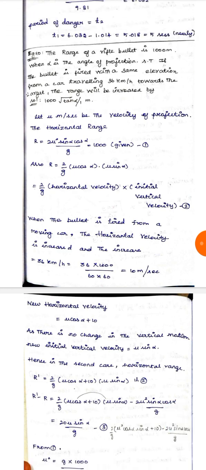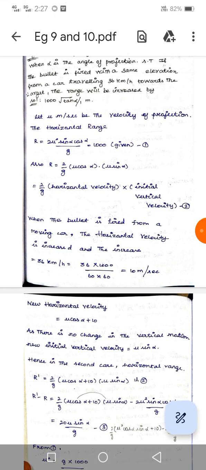Solution. Let u meter per second be the velocity of projection. The horizontal range is R equal to 2u squared sin alpha cos alpha by g. That range value is given in the problem, so that value is 1000. So R equal to 1000, so 2u squared sin alpha cos alpha by g equal to 1000. Keep that as equation 1.